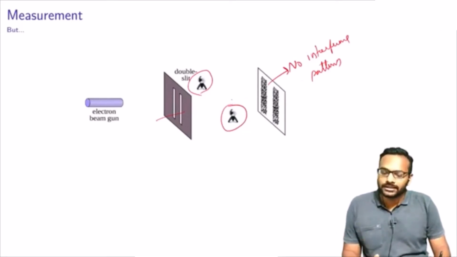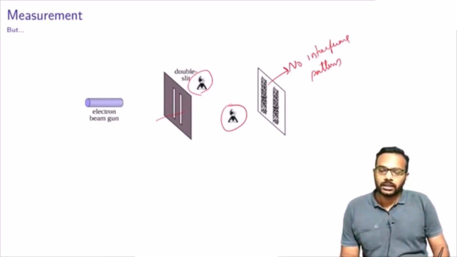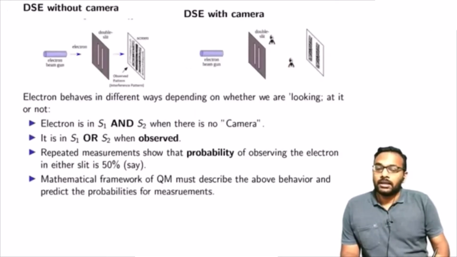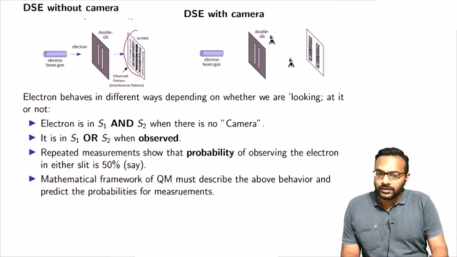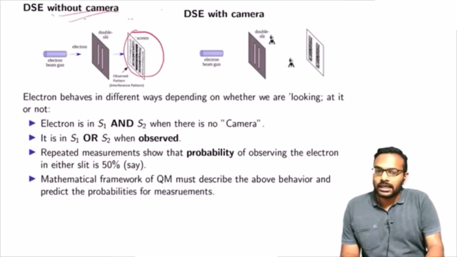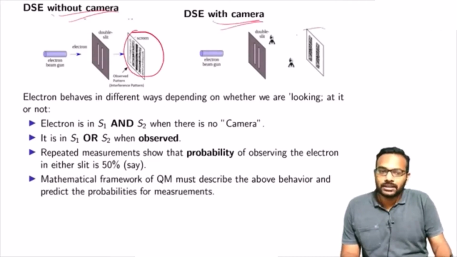The interference pattern is lost. Okay, this is what is happening. So this is the double slit experiment. Without the camera, you get an interference pattern here. And this is the double slit experiment with the camera.